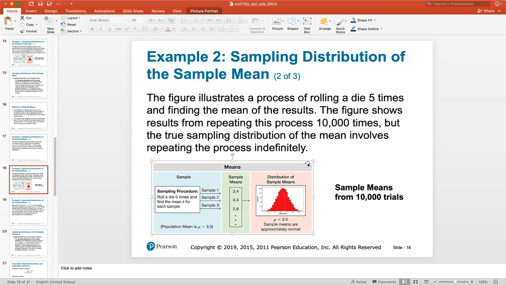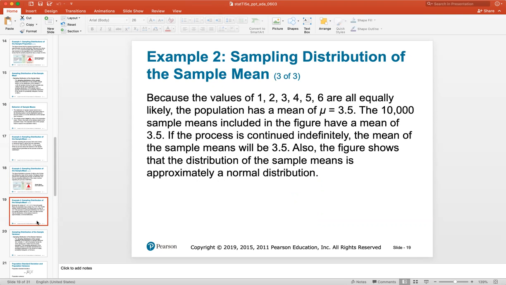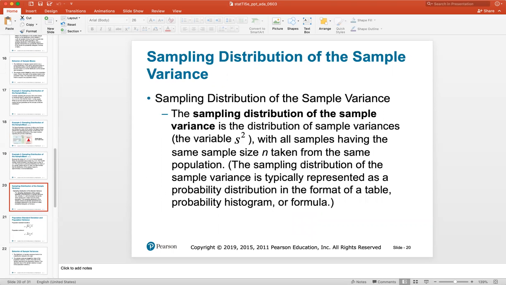Here you can see that the graph of the histogram is approximately normally distributed, right? In the middle, it is 3.5. So you see that the mean of the sample means tends to approach the population mean. Okay, now let's see.